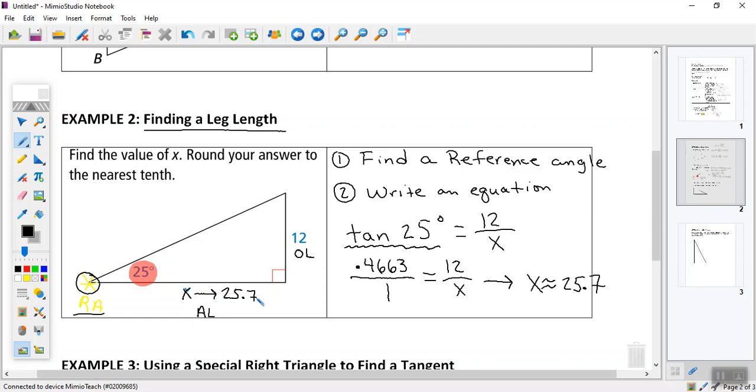Why not 23 over x? Because x is the opposite. So you've got to make sure you're saying, okay, if I'm here, which side is opposite of that first? What's across from it? X. And now what's adjacent to it, or touching it? 23. Okay, I saw a couple of 23 over x's, so be careful on that.